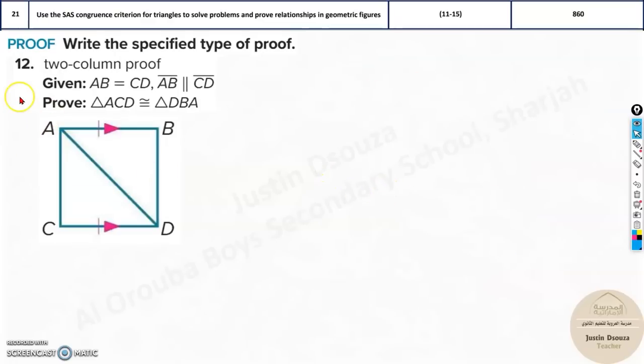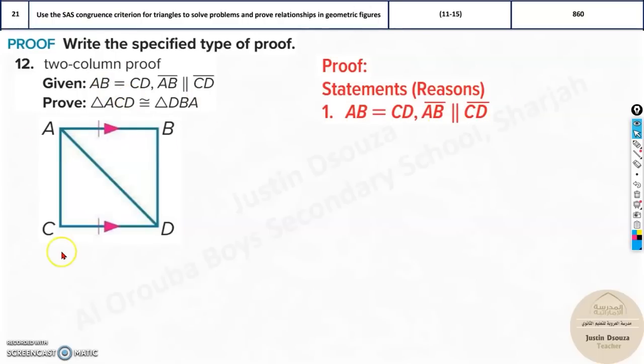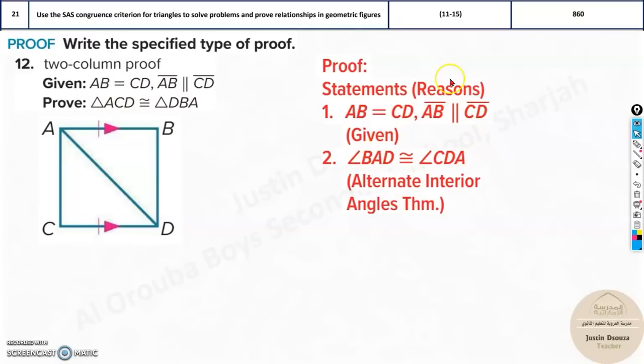Similarly, now we have one more problem over here, a two-column proof. So statements and reasons. They have given a lot of things. Let's write it. AB equals CD. They have told it's equal. Then they have also told AB is parallel to CD. Now, if it's parallel, always remember, we have done this before in part 2 as well. Whenever there is parallel stuff, the alternate interior angle theorem comes into the picture. You can see BAD and CDA are congruent. Why? Because these are parallel, so these are alternate interior angles.